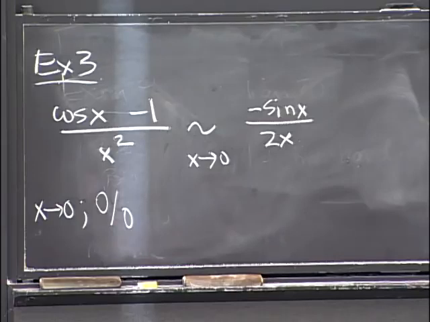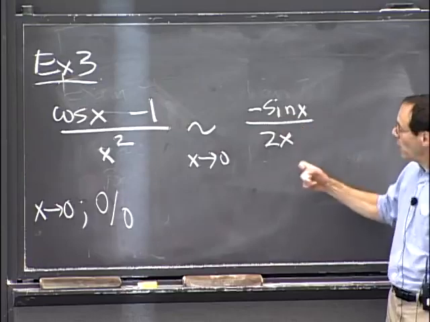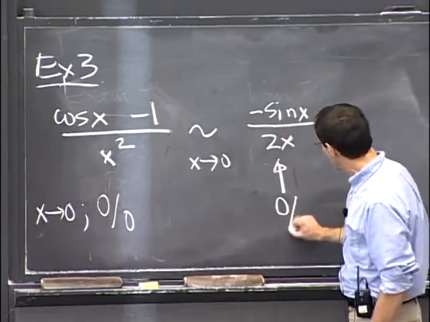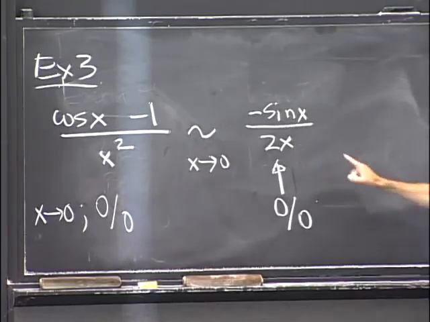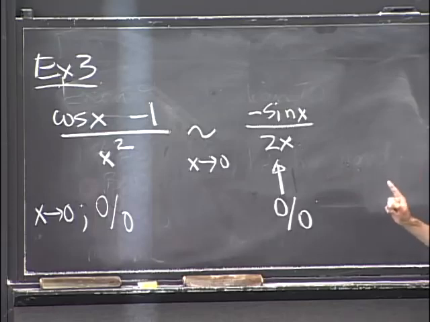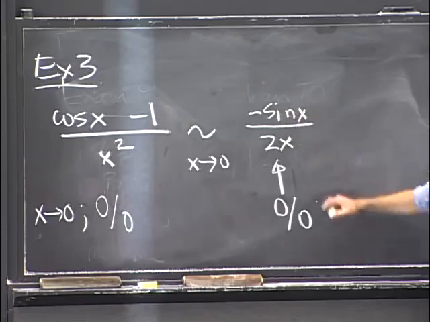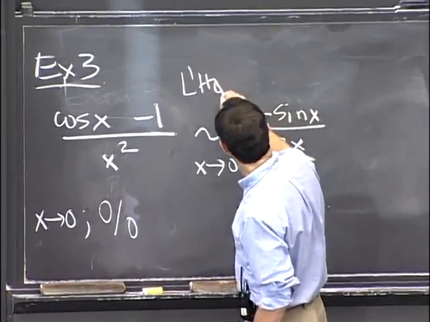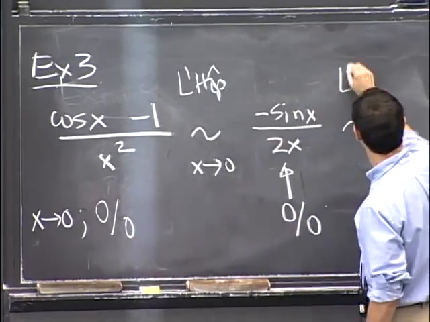Now, notice that we still haven't won yet, because this is still of 0 over 0 type. When you plug in x equals 0, you still get 0. But that doesn't damage the method. That doesn't make the method fail. This is 0 over 0. We can apply L'Hopital's rule a second time.